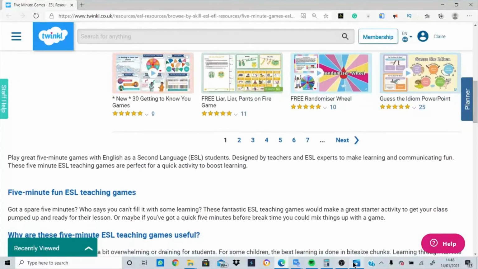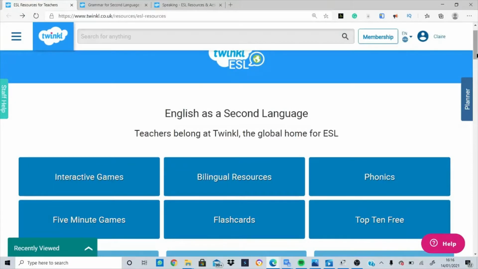Tip 5. Use our search by skill, topic or level options to make your life easier. Here you can see our global home for ESL. Whether you're teaching kindergarten ESL students or older learners, you can browse hundreds of lesson plans, ESL worksheets, and resources to engage your students.